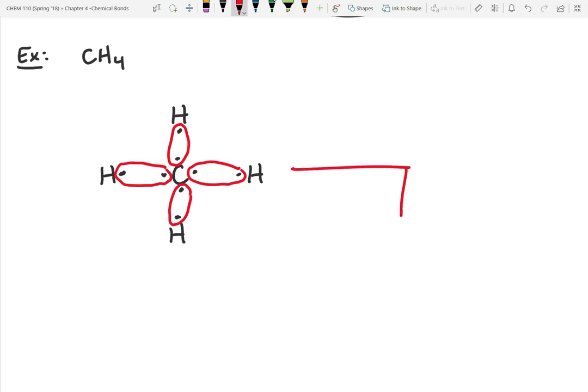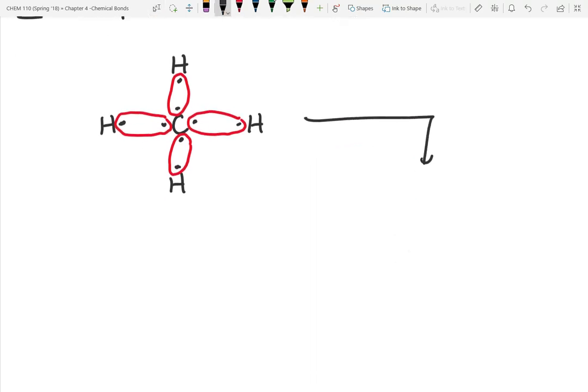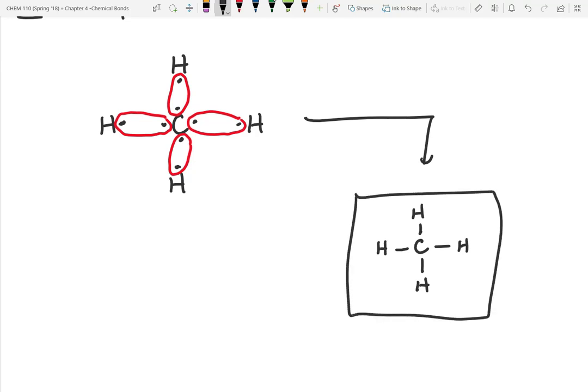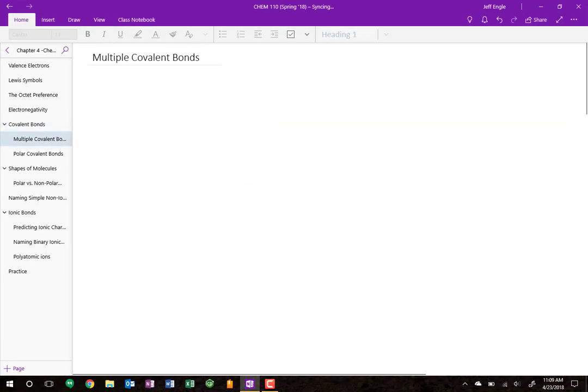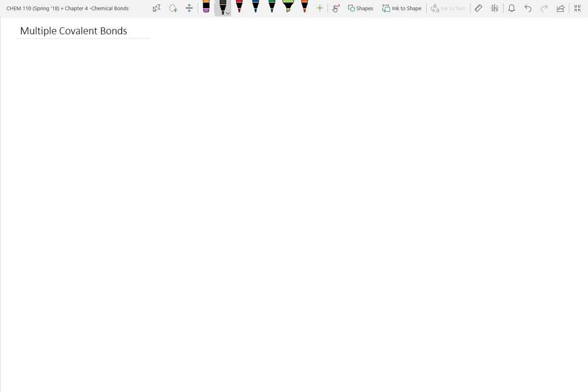So now if we draw this in bond line notation, carbon's going to be smack in the center. We've got bonds to each of these hydrogens. This is how most chemists and biologists draw out compounds. They really like to draw the lines rather than dots. It looks kind of cluttered with dots, but you're welcome to draw it either way. Does that make sense? So if you notice, all of these bonds that we've been showing are what we call single bonds. So we're sharing a single set of electrons. However, some molecules actually have more than one bond between them. These are called multiple covalent bonds.